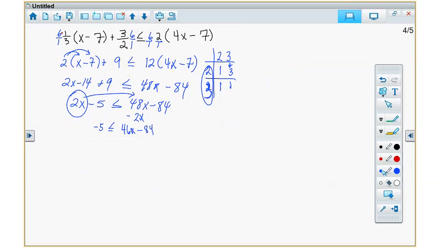All right, now. Bring the negative 84 across the river. And you owe $5, you have 84. So if you owe somebody $5 and you have 84 in your pocket, then you got 79. And divide by 46.